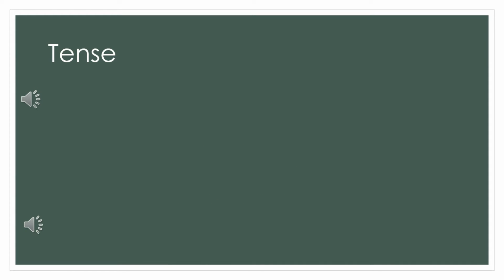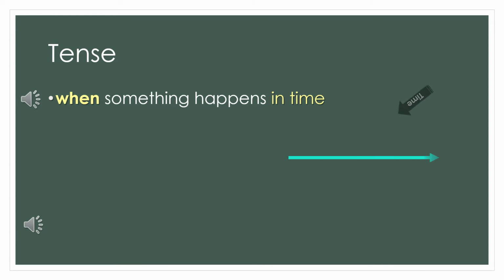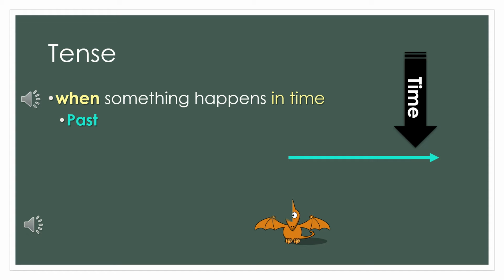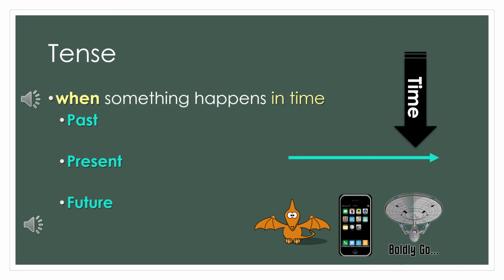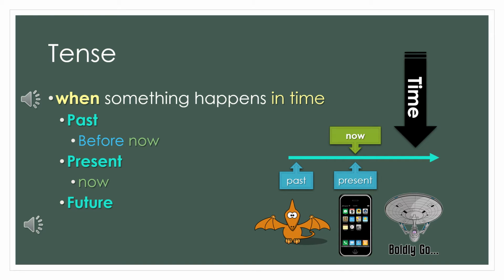As a reminder from Lesson 1B on present simple, tense is when something happens in time. In English, there are 3 tenses: past, present, and future. The present is an event that is happening now. The past is an event before now. The future is an event after. For more information on present simple, please go back and watch the video for Lesson 1B on present simple.